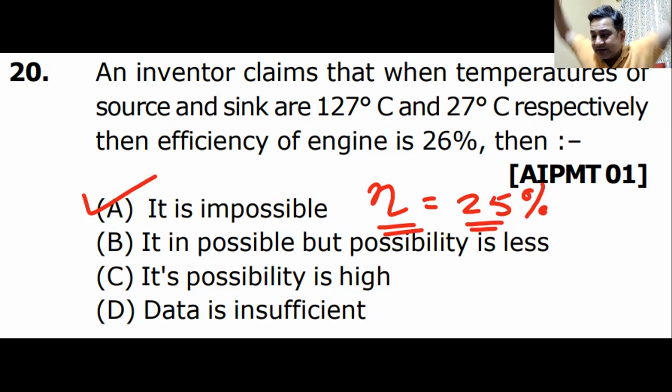Do we understand this? But this gentleman is saying that his engine has an efficiency of 26%. This is absolutely wrong. This is not possible. Carnot theorem prohibits that. We cannot have a heat engine that has efficiency more than the efficiency of the Carnot cycle. Do we understand this?